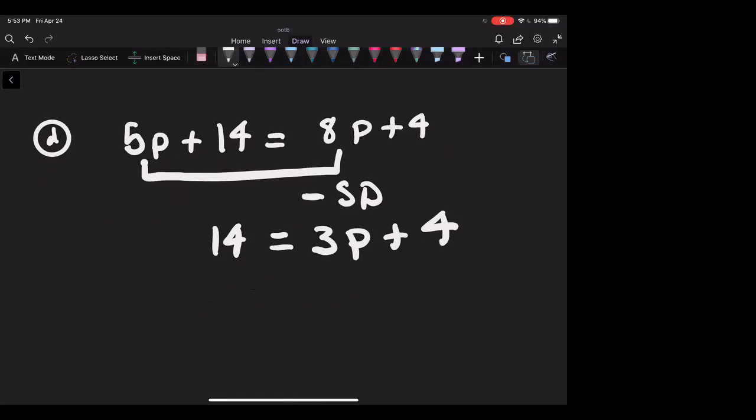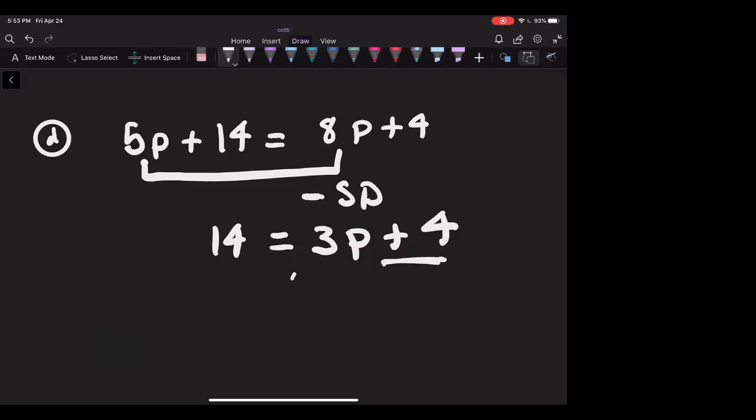Are all the letters on one side now? So are all the p's on one side? Let's see. So you have 3p plus 4. All the p's are on the same side, so now we can go back to the algebra we were doing.